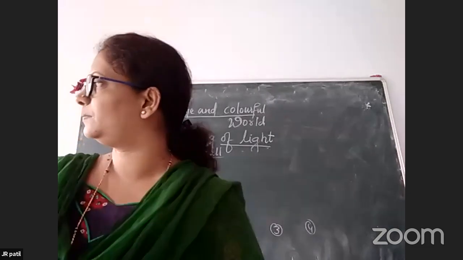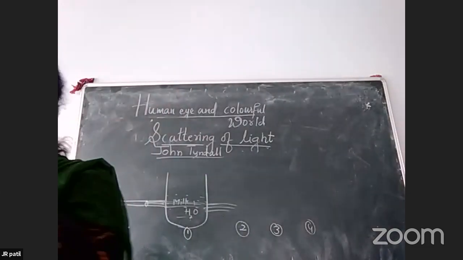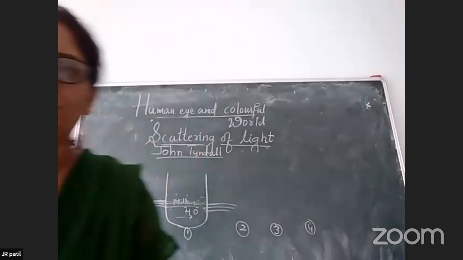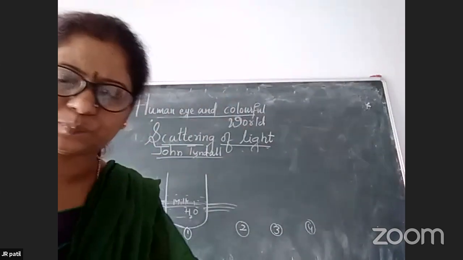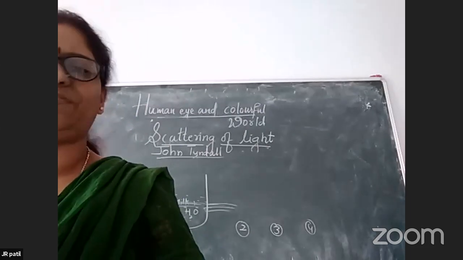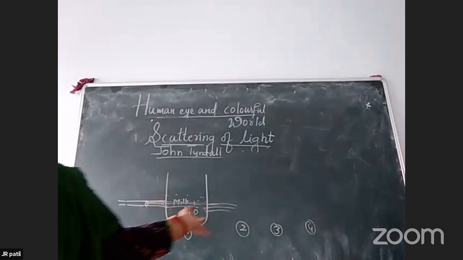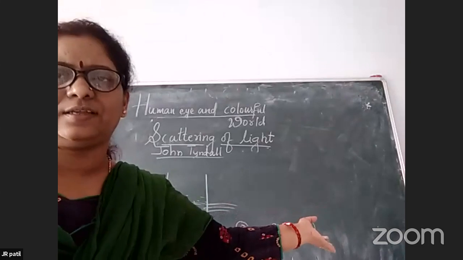Just think. Light will become dim. Light passes through all the beakers. Will it pass through all 10 beakers? No, ma'am, not all the 10 beakers. Very fine particles scatter.